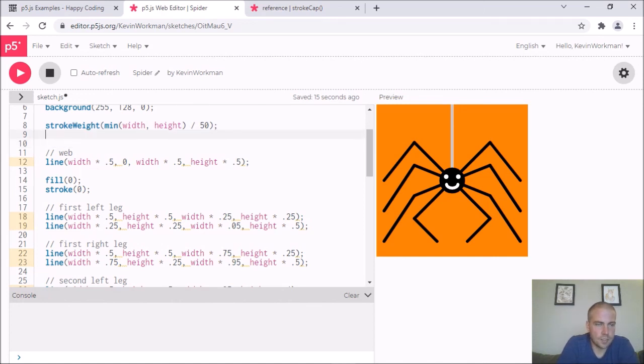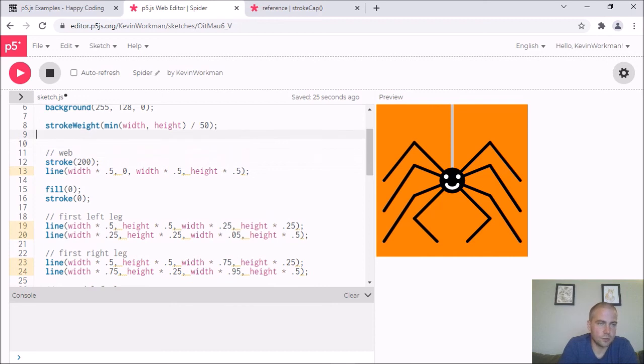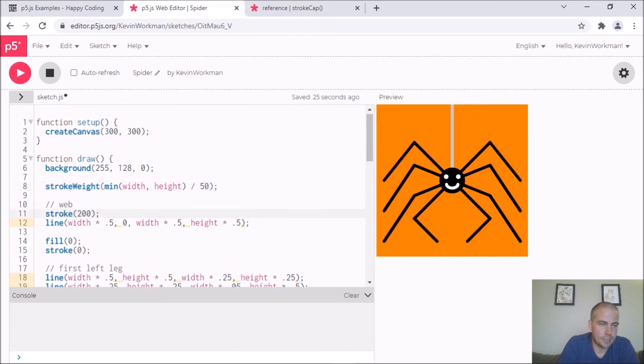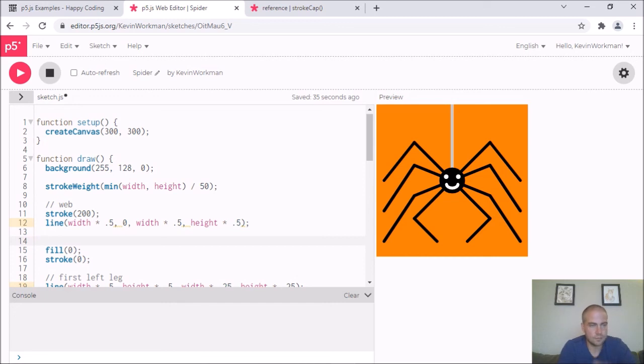This is getting super nitpicky, but I'm just trying to make my code a little bit more readable by grouping things together logically. The web is changing the stroke to white and then drawing a line. So I wanted to put the stroke of 200 down here under the web comment. And then, do I need a comment here? Not really, but spider is black, maybe.